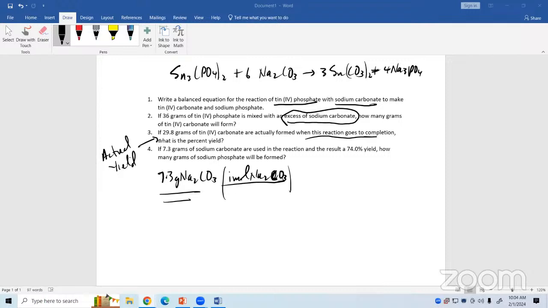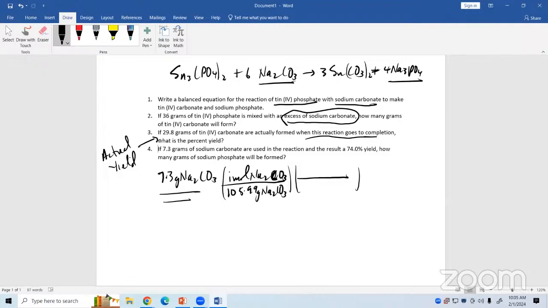So that's about 105.99. So that's 105.99 grams of Na2CO3. And then I would look at the mole ratio between the sodium carbonate and the sodium phosphate. So this is the sodium carbonate here, and this is the sodium phosphate.